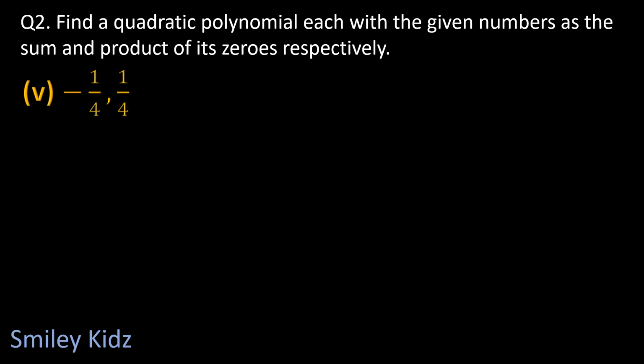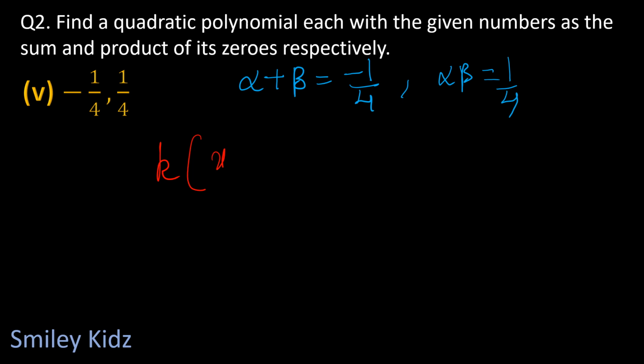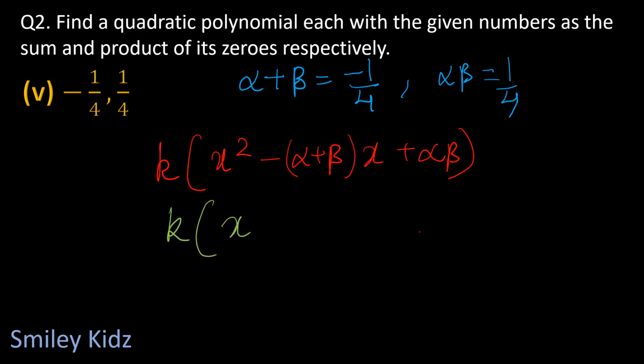Then I have minus 1 by 4 and 1 by 4. So alpha plus beta is minus 1 by 4 and alpha beta is 1 by 4. Now in this case, again I'm going to write it down. K into x square minus alpha plus beta into x plus alpha beta is my standard form. And now I'm going to substitute the values of alpha plus beta and alpha beta respectively. So I get k multiplied with x square minus, what is alpha plus beta? Minus 1 by 4 times x plus what is alpha beta? It is 1 by 4.